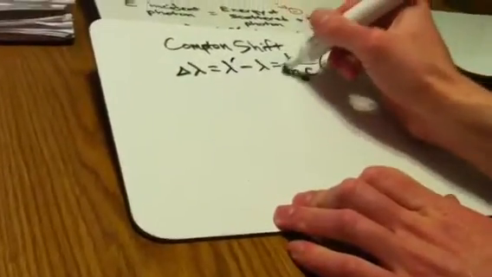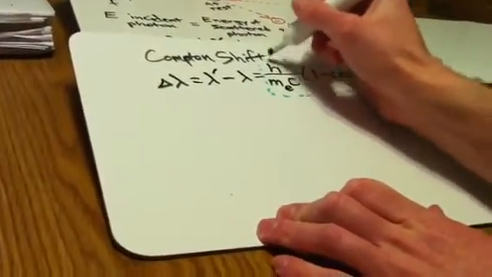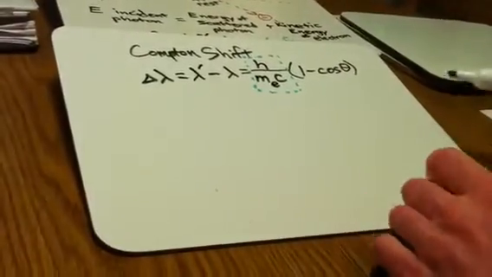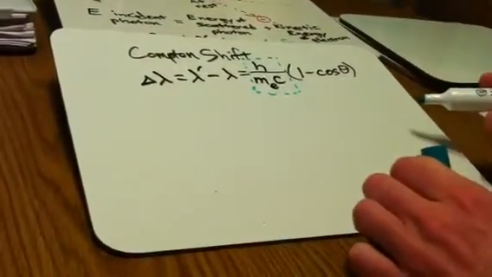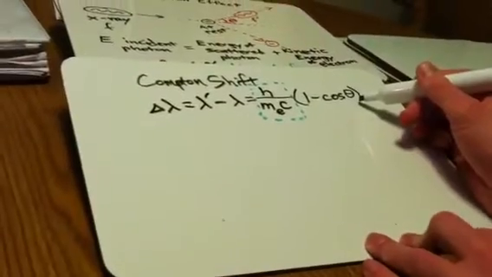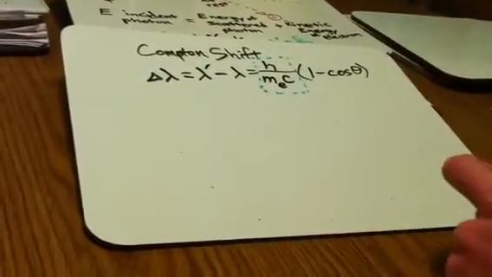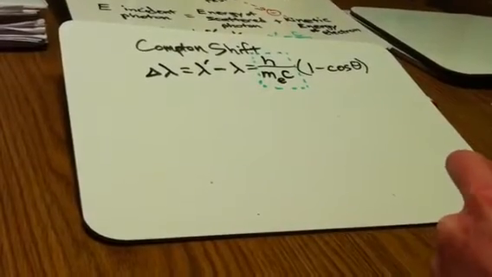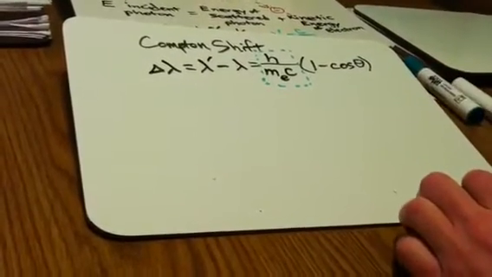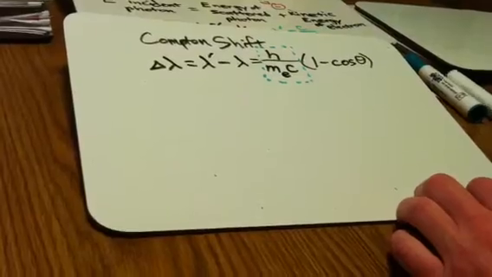So what we see here is that all of this in front of our parentheses is a constant value. All of those numbers are constants, so none of that will be able to change. Theta is something that will change based on the situation, and obviously then that will dictate how much your wavelength shifts as the photon scatters off of that electron.